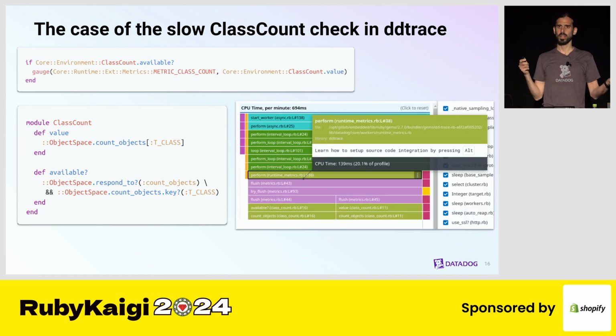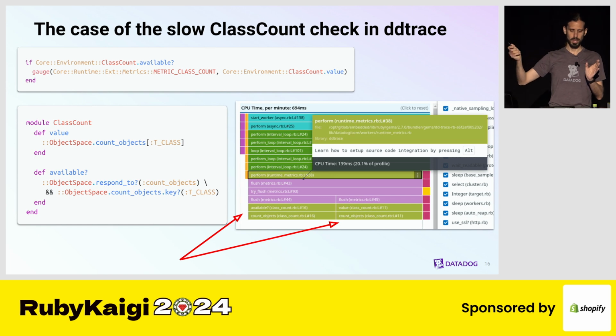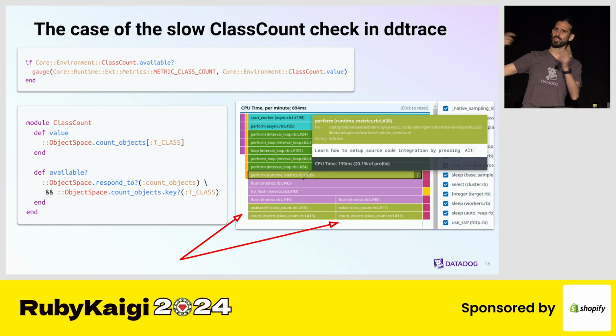But when I looked at the profile for this, I saw two big lines. Basically, we were taking double the time, because we were calling count objects two times, once to check if the key existed, and another to check the value.